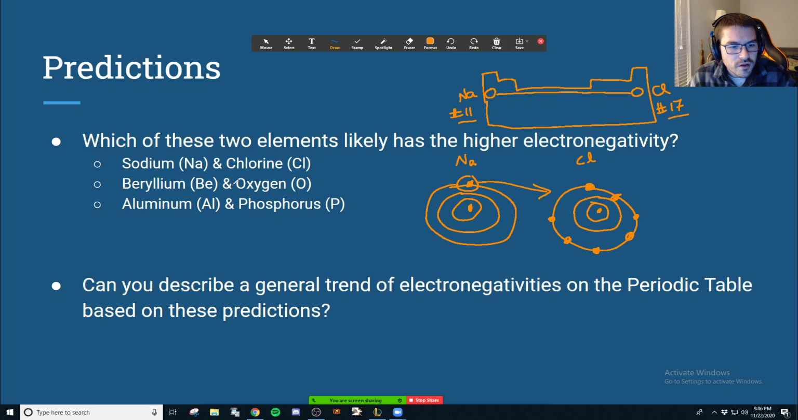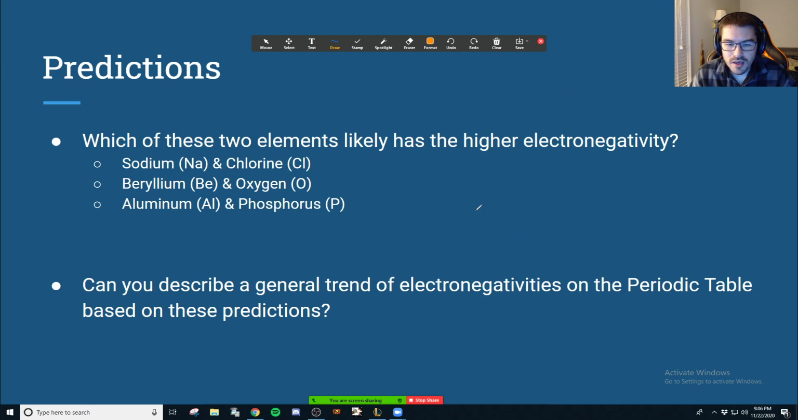Let's look at another example here: beryllium and oxygen. So I'm going to clear this out a little bit. Do another little quick drawing here. Here's beryllium.